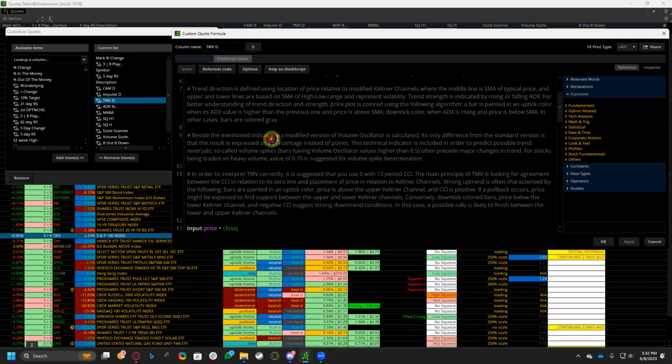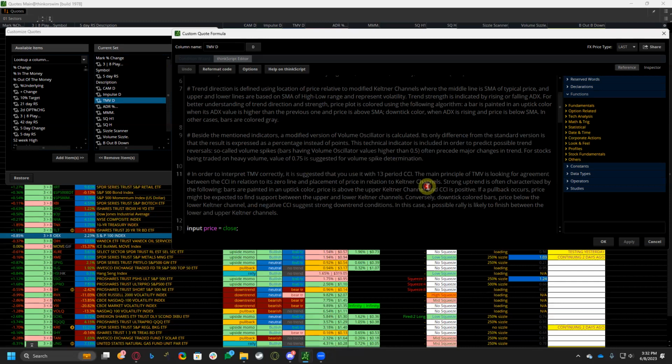Besides the mentioned indicators, a modified version of volume oscillator is also calculated. Its only difference from the standard version is that the results are expressed as a percentage instead of points. This technical indicator is included in order to predict possible trend reversals. So-called volume spikes, bars that have volume oscillator values higher than 0.5%, often precede major changes in trend. For stocks, being heavily traded on heavy volume, a value greater than 0.75 is suggested for volume spike determination.